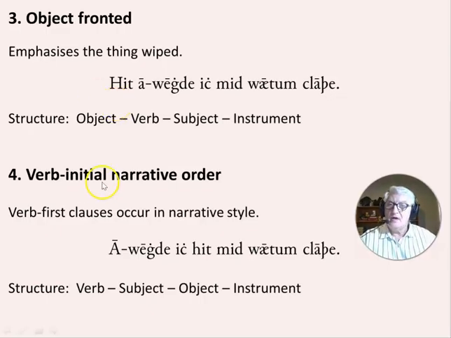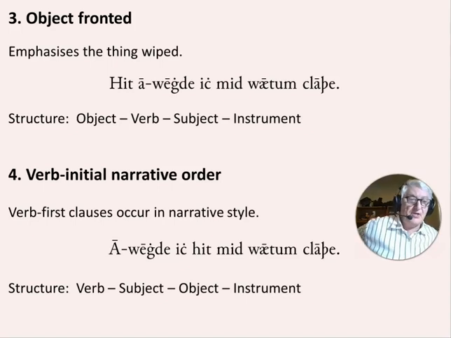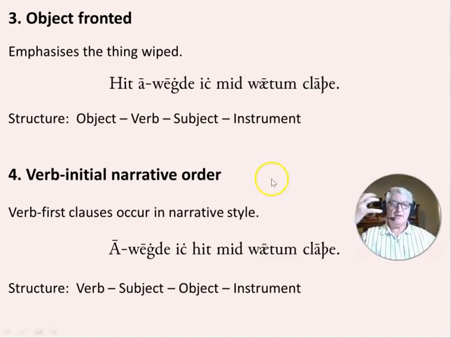You could have verb initial narrative order, so verb first clauses occur in narrative style. Verb first comes with questions, but also with declarations and commands. So I maybe make a declaration. Āwēģde ich hit wētum clāþe. Wiped I it with wet cloth. The structure is verb, subject, object, instrument. I'm making a declaration. Wiped I it with a wet cloth. Āwēģde ich hit mit wētum clāþe.